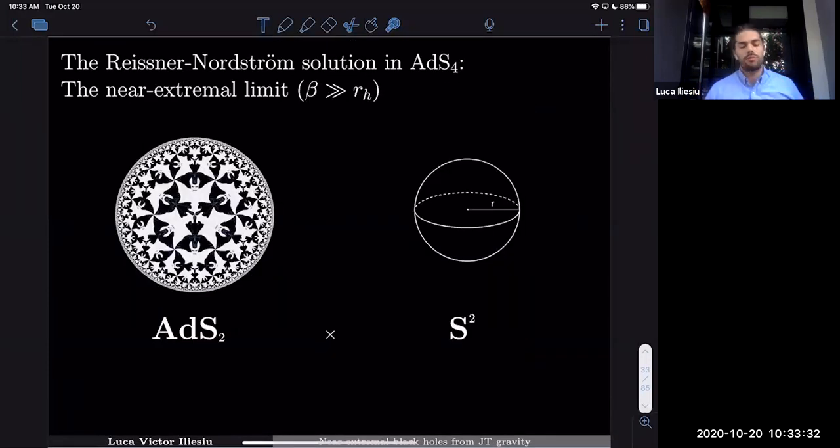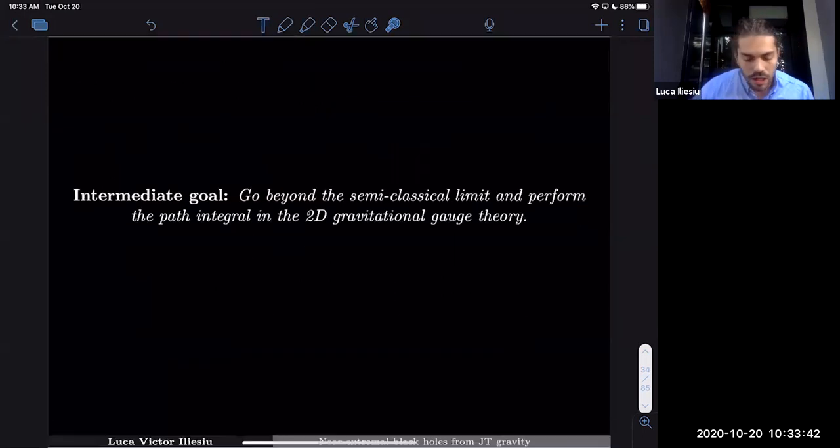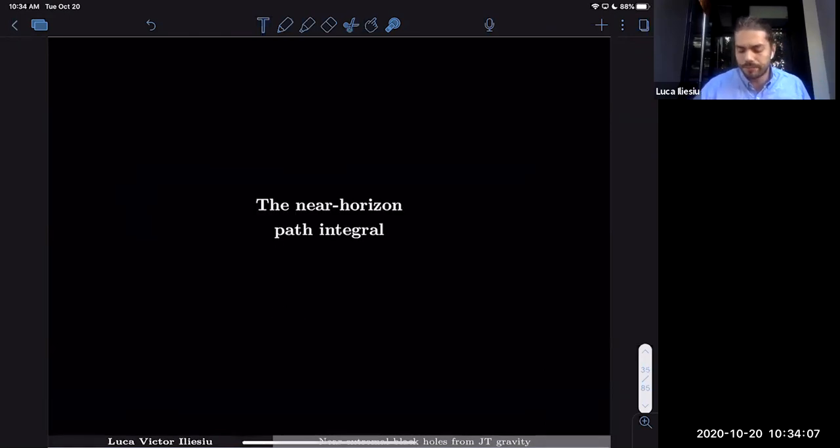So in order to do that, we'll go to the near-extremal limit, where classically, at least, the space factorizes as AdS2 times S2. So our intermediate goal will be to go beyond the semi-classical limit, in which we just solve for this near horizon action, find the on-shell solution, and plug it back into the action to obtain the free energy. But we actually want to perform the path integral in the near horizon region accurately. But this brings up some problems.